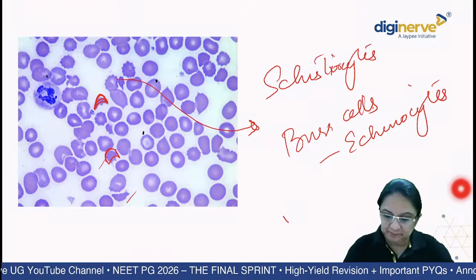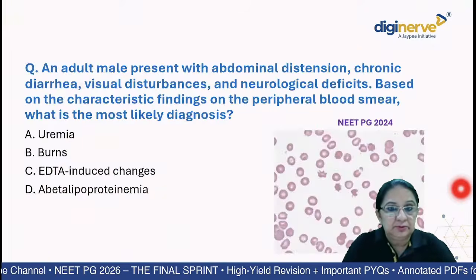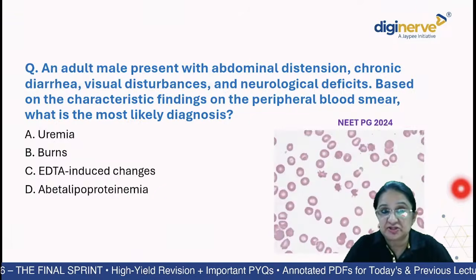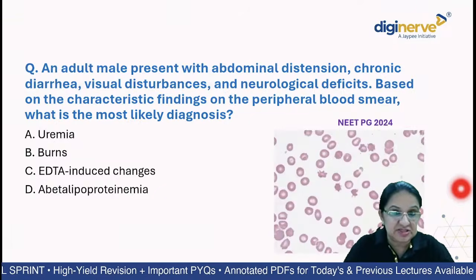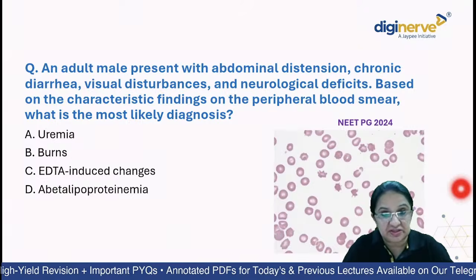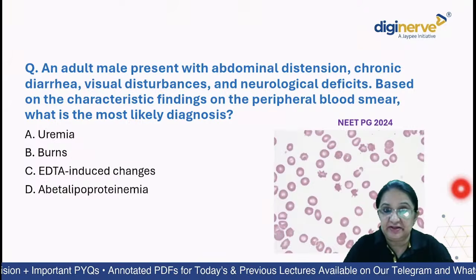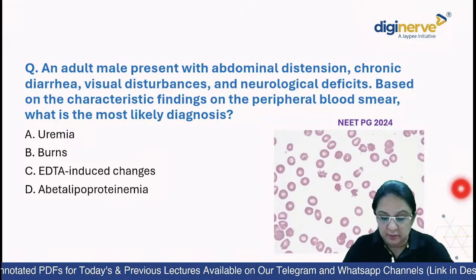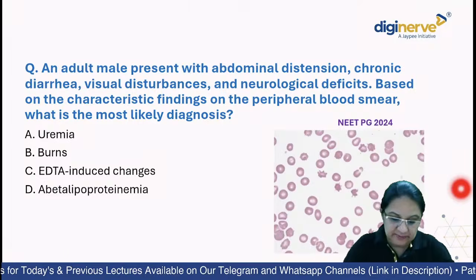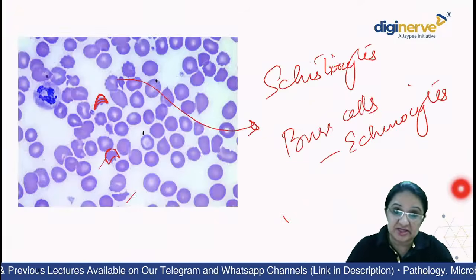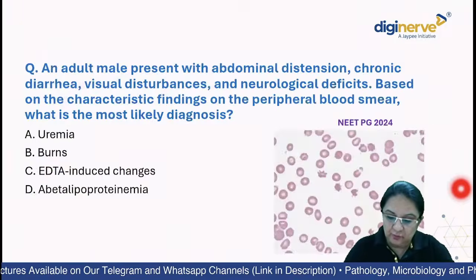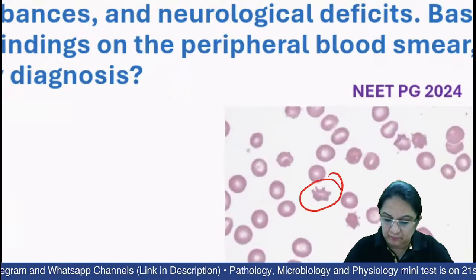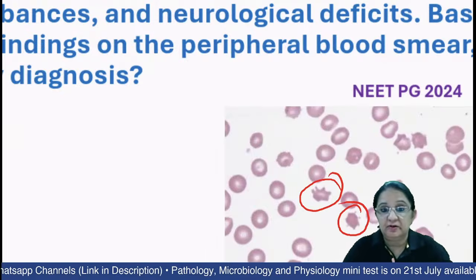All right. Now, we're giving you this blood picture. An adult male with abdominal distension, chronic diarrhea, visual disturbances, and neurological deficit. Based on the characteristic finding on the peripheral smear, what is the most likely diagnosis? Now, I told you in the earlier slide, we saw echinocytes or Burr cells. But what are these cells? Will you call them echinocytes? What will you call them?